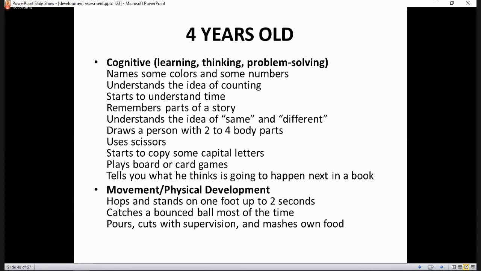At this moment, they can hop and stand on one foot for up to 2 seconds. They catch and bounce a ball most of the time. They can pour, cut with supervision, and mash food. They really like to work in the kitchen, helping their moms by cutting potatoes, carrots, and other items.